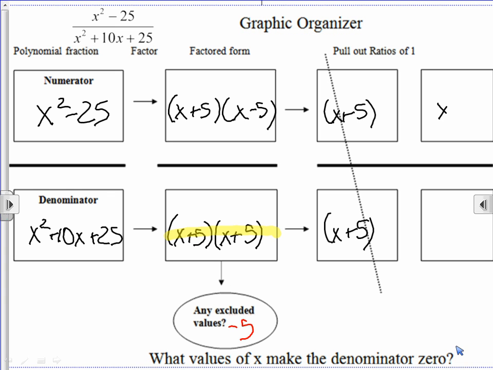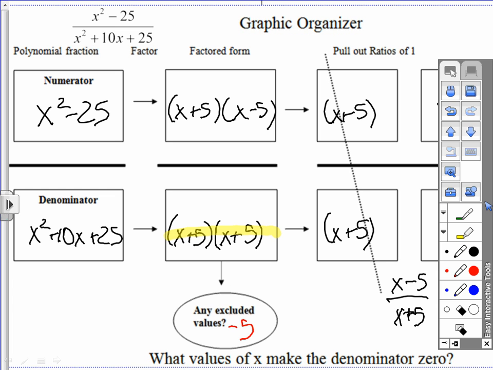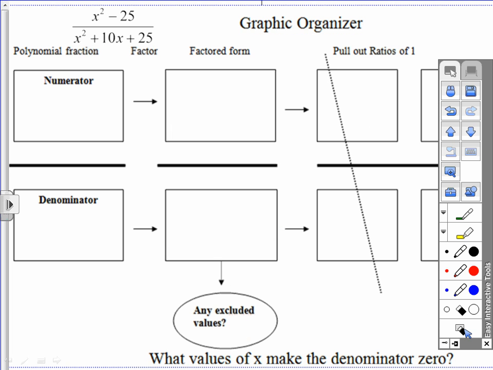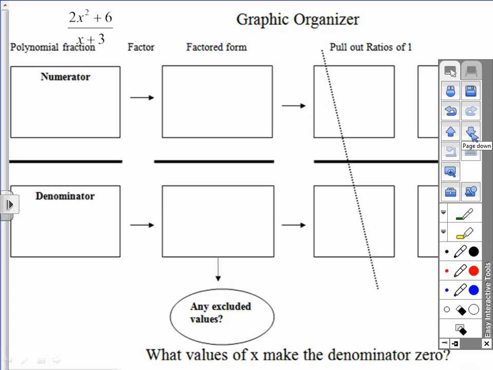X minus 5 over x plus 5. So my final answer would be x minus 5 over x plus 5, but x cannot equal negative 5. Okay? And what really happened at negative 5, we had a hole. I also have a vertical asymptote at negative 5. Okay, let's look at this one.